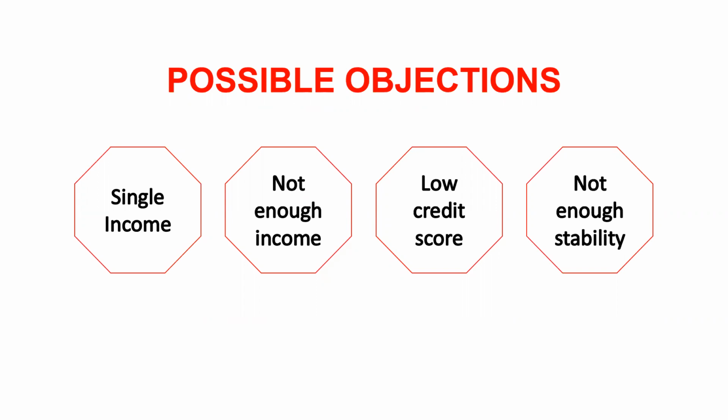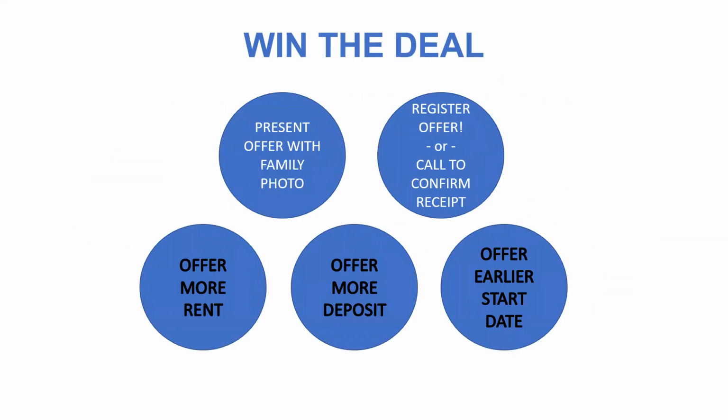So hopefully you're not receiving these objections after submitting the offer. A couple of other things that you can do to really win the deal. I mentioned presenting the offer with a family photo. Make sure that you register the offer or that you call to confirm receipt. Make sure that you get an email back from the listing agent saying received, thanks. And if not, call the listing agent, make sure he or she received your offer, or call the listing brokerage to register your offer to ensure that they've received it. You don't want it to happen that you follow up the next day because you haven't heard and they didn't receive it and they accepted another offer instead.